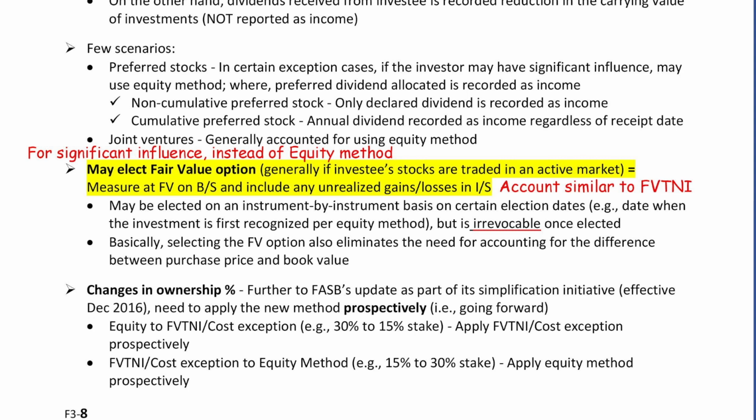Basically, the investment is recorded at fair value on the balance sheet, and any gains or losses due to changes in fair value are recorded through net income on the income statement. This option may be elected on an instrument by instrument basis on certain election dates, for example, the date when the investment is first recognized per the equity method, but is irrevocable once selected.